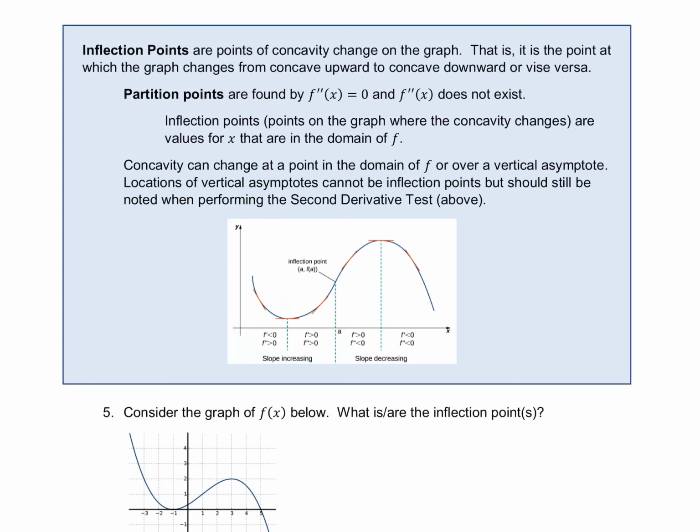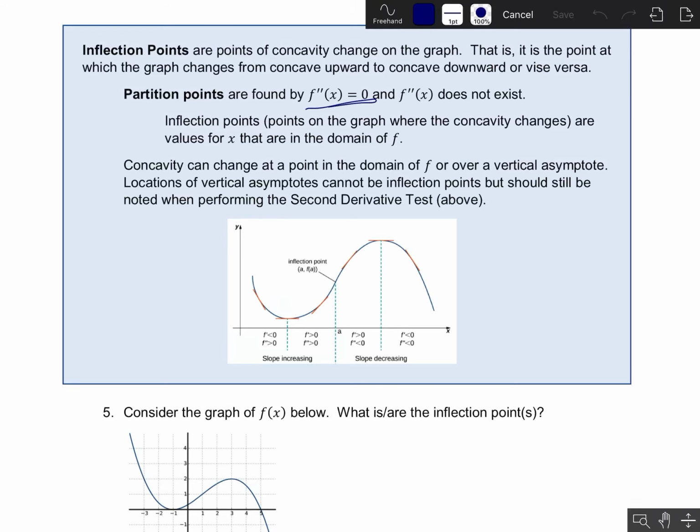Okay, so now let's talk a little bit more about inflection points. I'd like for you to think about inflection points as being akin to local mins or local maxes, in that not every zero of the second derivative is necessarily an inflection point. So the places where the second derivative is zero or does not exist, I'm going to call those partition points rather than inflection points.